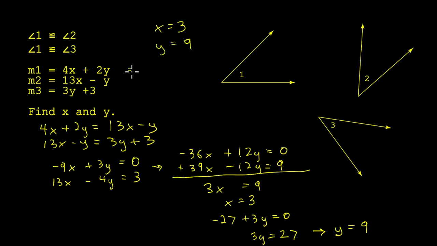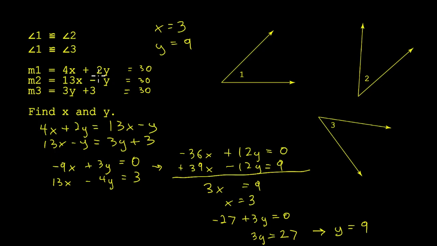So bringing these up here, x equals 3, y equals 9. Plugging in to the first one, we get 12 plus 18, which is 30. Plugging into the second, we get 39 minus 9, which is again 30. And plugging into the third, we get 9 times 3 is 27, plus 3 is again 30. And we have our check.